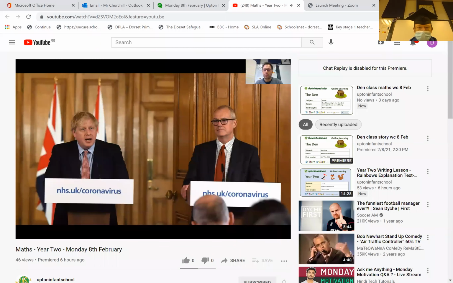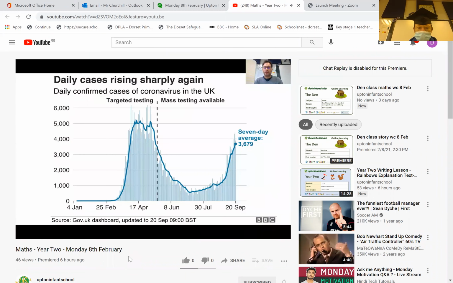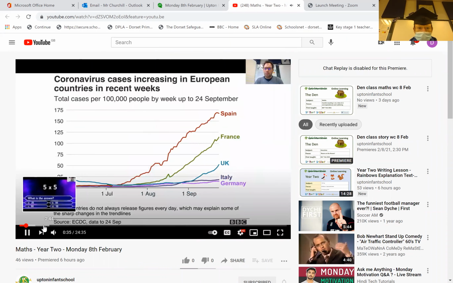Using data from statistics on the television when we've seen Boris Johnson and the scientists talking about the coronavirus. And they often share these pictures, these graphs and diagrams to show us what's going on with the news. So we're quite used to seeing data and statistics.